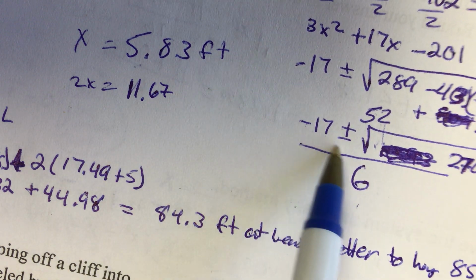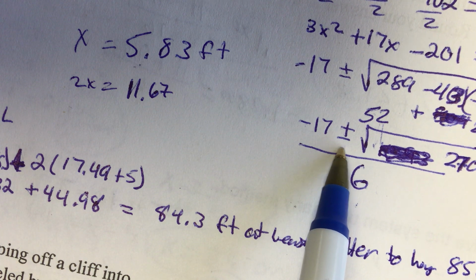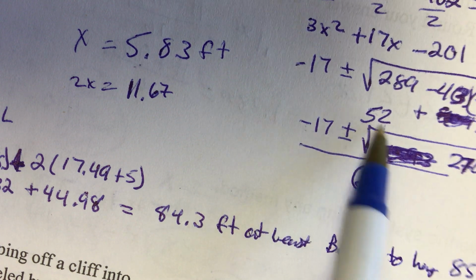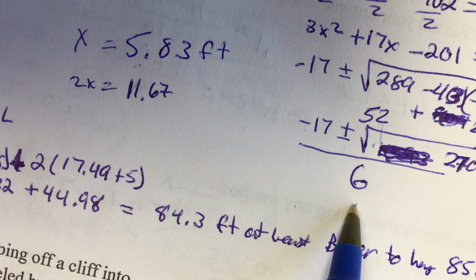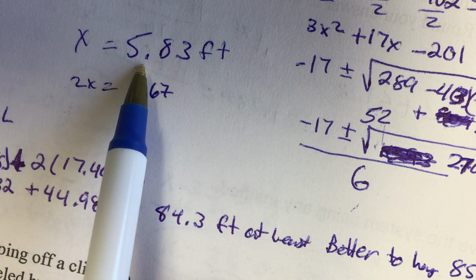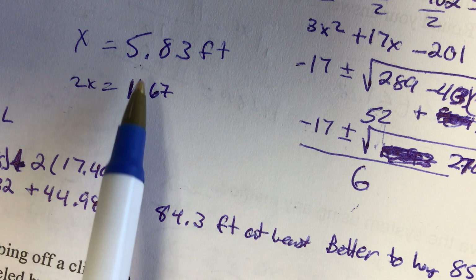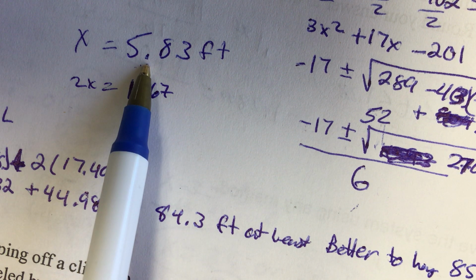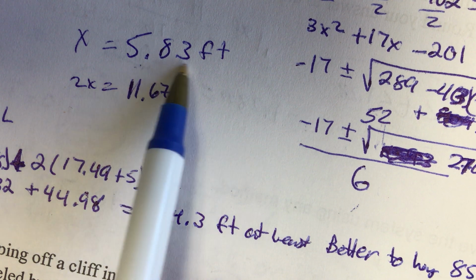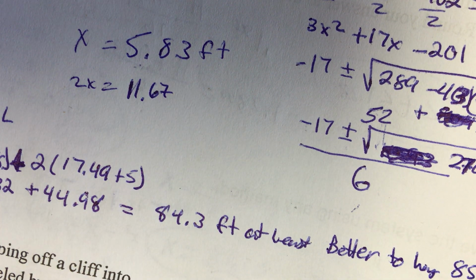You don't care about the minus because you can't go a negative distance. So I don't care about the negative 17 minus the 52 point what divided by 6. But I do care about the positive. So that's my x distance. The side that the guy is going to sit on is going to be 11.67 feet. And then the other 3 sides are going to be 5.83 feet.